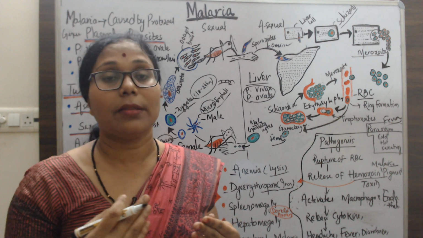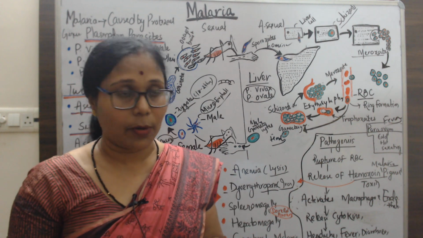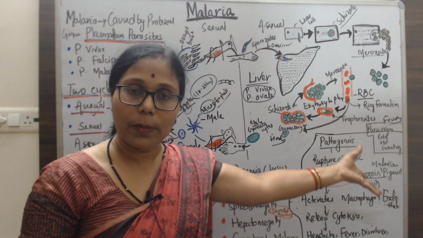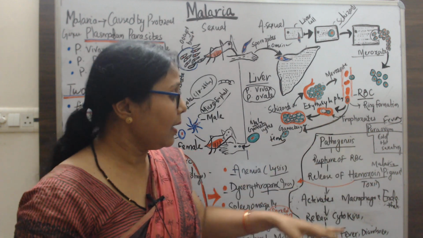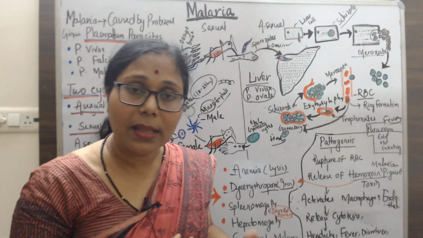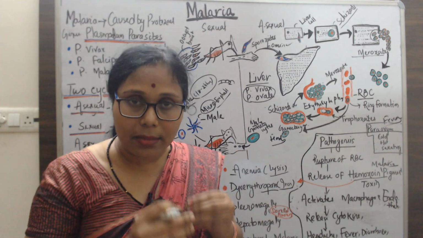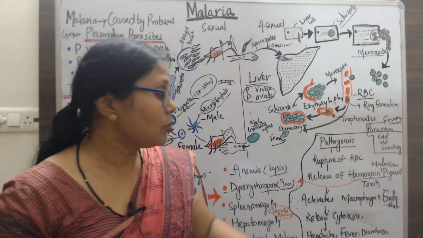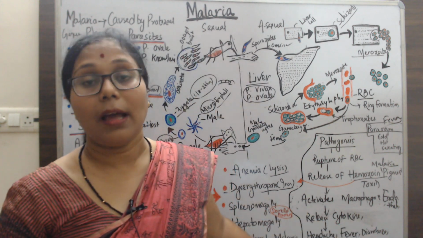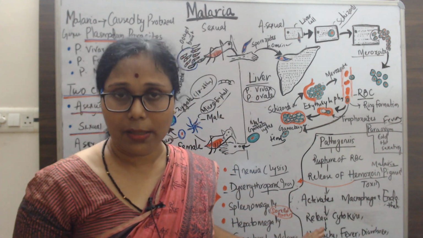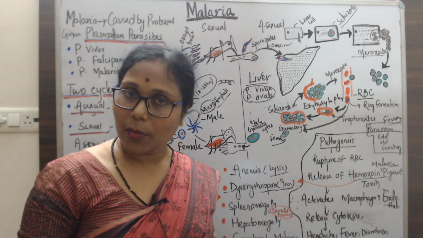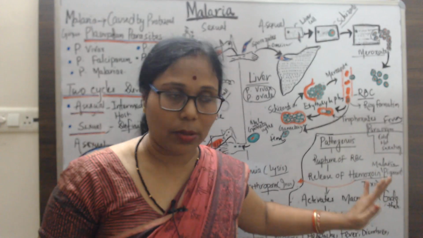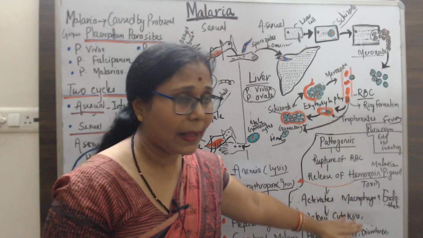They act as a defense system in our body. So a number of macrophages are activated in our body, and what do these macrophages release? They release cytokines, which are inflammatory mediators. Due to the release of cytokines, the hypothalamus, our temperature regulating system, becomes more activated. So the fever, the paroxysm of fever, takes place. So this is the pathogenesis.